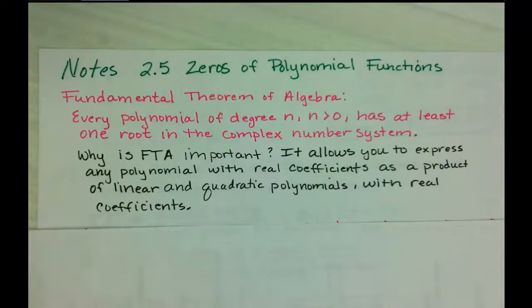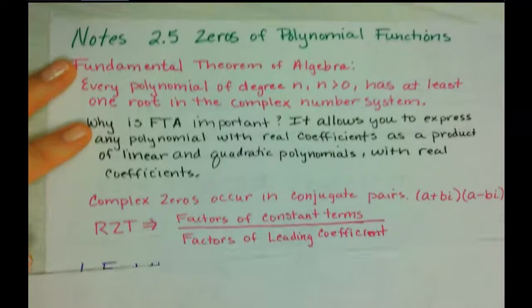So the fundamental theorem of algebra, why is that important? It's important because this theorem actually allows us to express any polynomial with real coefficients as a product of linear and quadratic polynomials. So in other words, we can factor it into linear and quadratic polynomials, and they're all going to have real coefficients. So that's really the purpose behind the fundamental theorem of algebra.